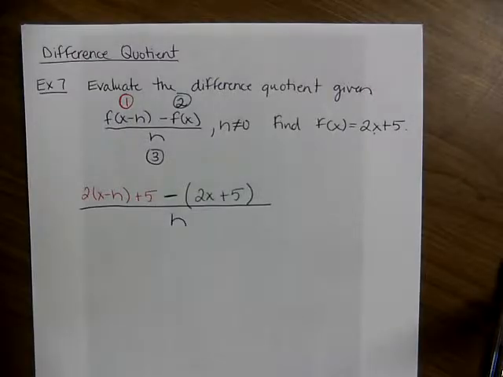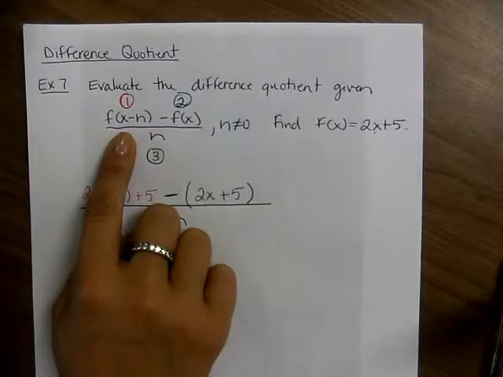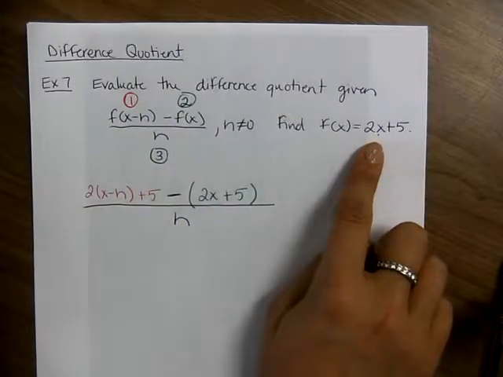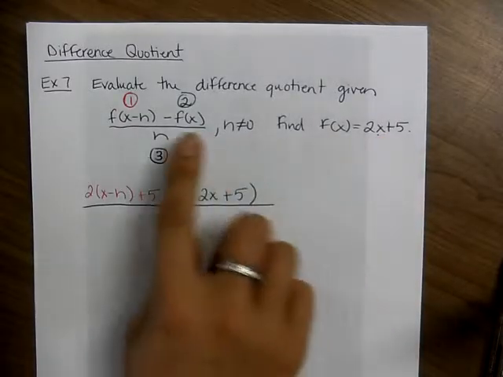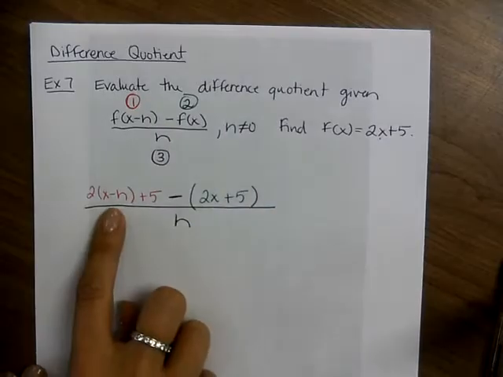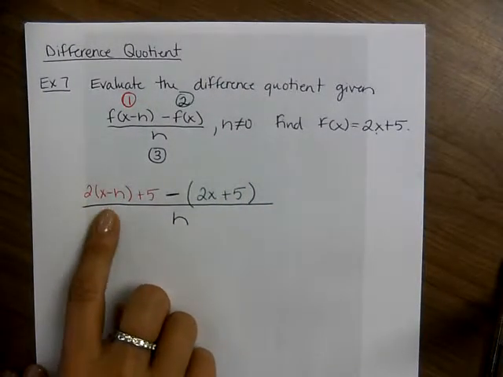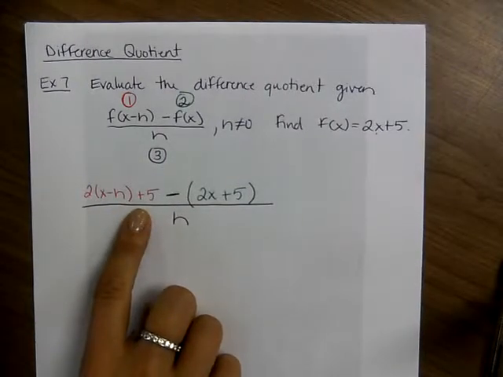And now let's do it together. So this is saying evaluate f of x minus h. If this said evaluate f of 2, what would I do? I'd plug in a 2 where I saw an x. So now I'm evaluating f of x minus h. Everywhere I see an x, I plug in x minus h. So I have 2 times x minus h plus 5 there.